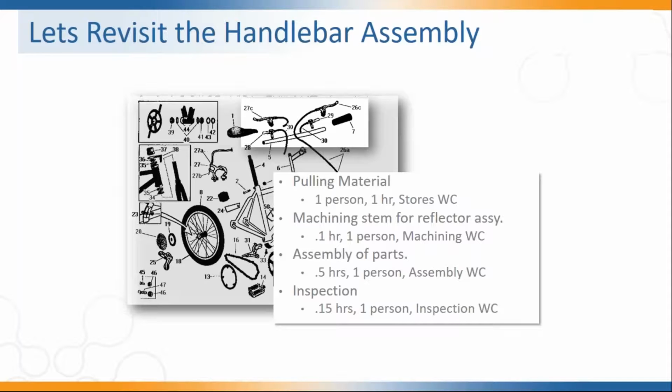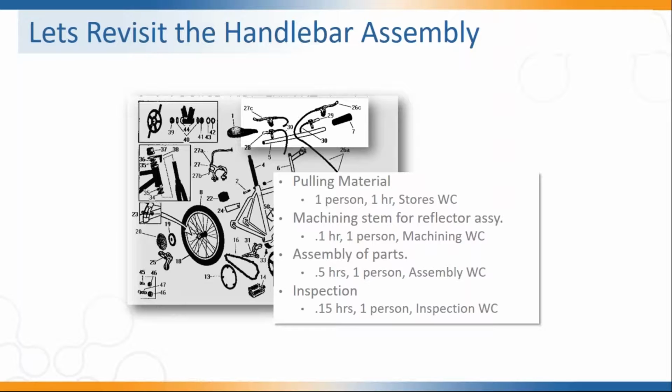And MRP would use that information to determine how much of those different items needed to be ordered, how much was already in stock, what would have to be issued to the floor, and so forth to satisfy the customer requirement. But now we're going to look at this same handlebar assembly in a slightly different way. We're going to look at it as far as the resources that it takes in order to build it. So let's think about it now.